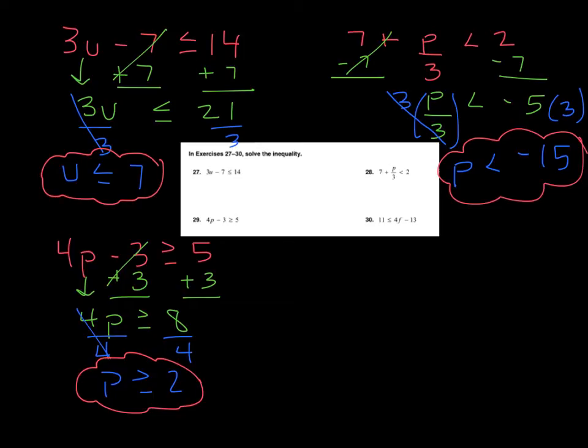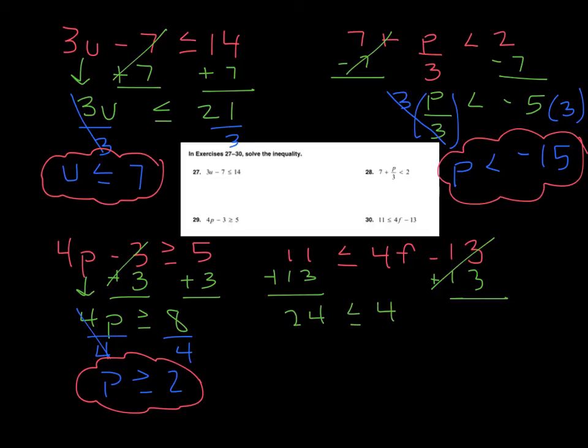All right. Let's look at number 30. On number 30, this time what they've done is they have put the variable on the right side of the inequality. Now we want our variable to wind up on the left, so you could either move it now or flip it later. I'm going to flip later. The opposite of subtracting 13 is to add 13 to both sides. When I add 13 to both sides, positive and negative cancel, and 11 plus 13 is 24, which is less than or equal to 4f.